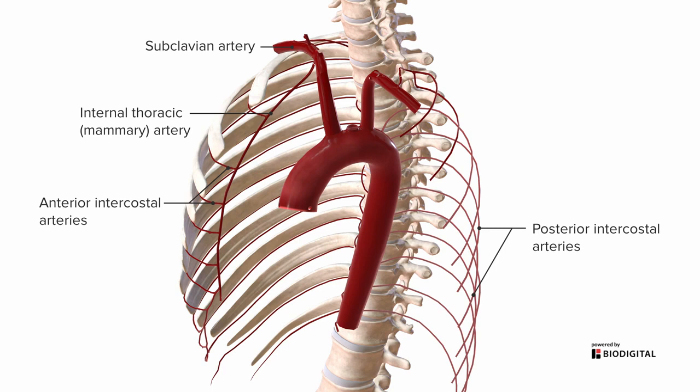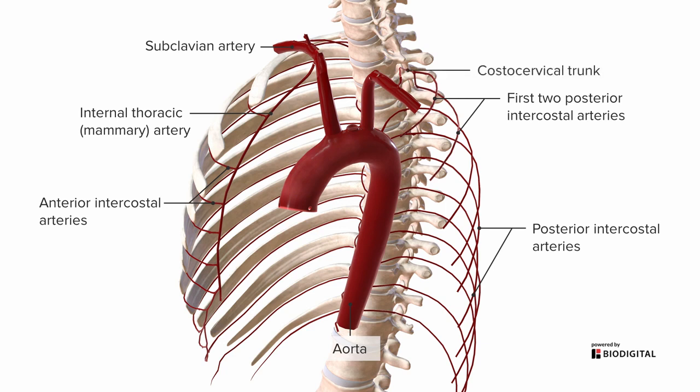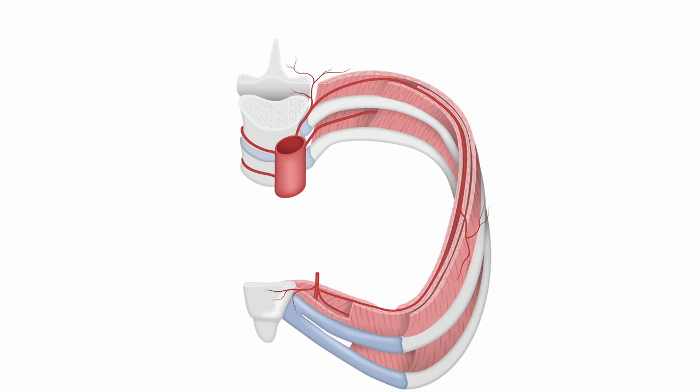Most of those are going to come directly off of the aorta, except for the first 2, which tend to come off something called the costocervical trunk of the subclavian. But otherwise, these posterior ones arise directly from the aorta, and they'll anastomose with the ones coming from the internal thoracic artery. So if we put it all together, we can see how that fits.